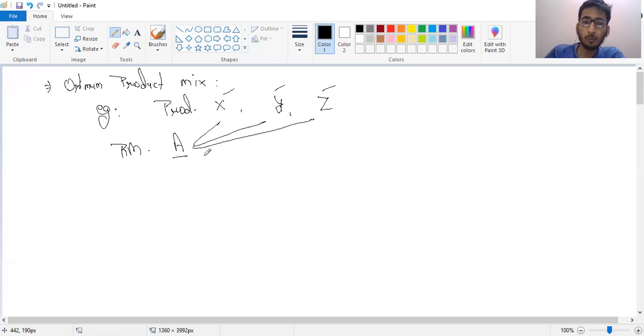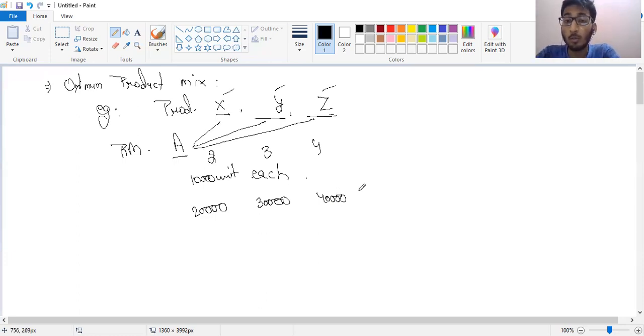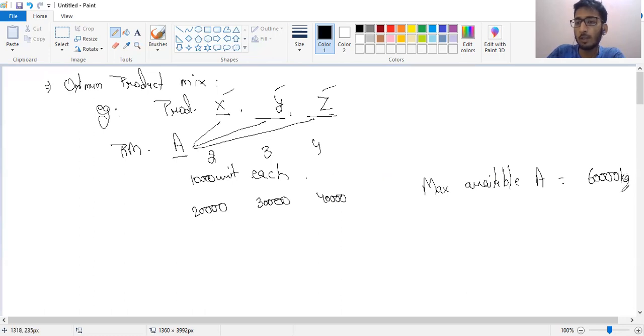For one unit of X you require 2 kg of A, 3 kg of A for Y, and 4 kg of A for Z. So this is the raw material requirement, with 10,000 units each required for X, Y, and Z. So 20,000 of A is required for X, 30,000 of A for Y, and 40,000 of A for Z. But the maximum available is only 60,000 kg of raw material A.